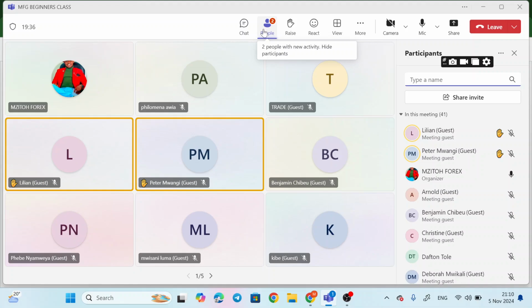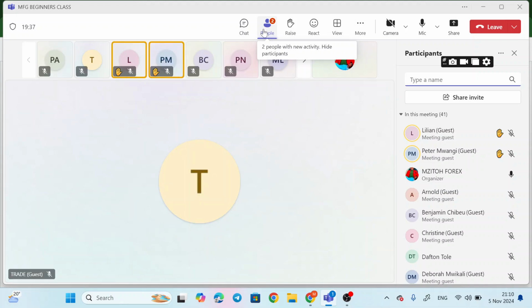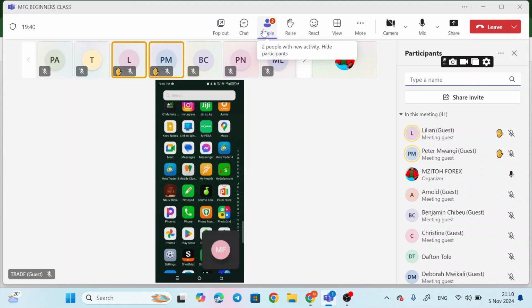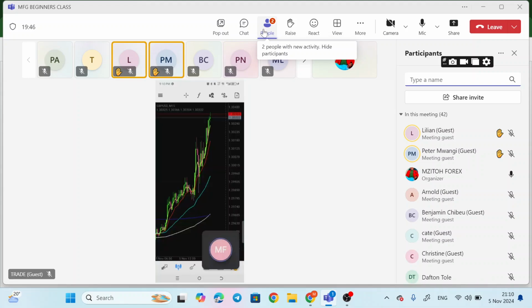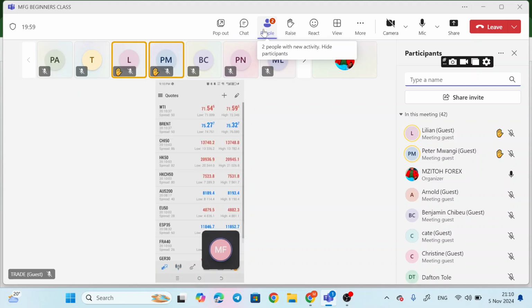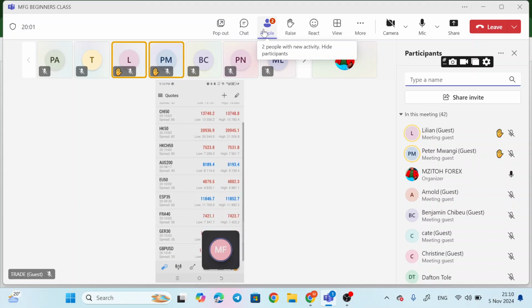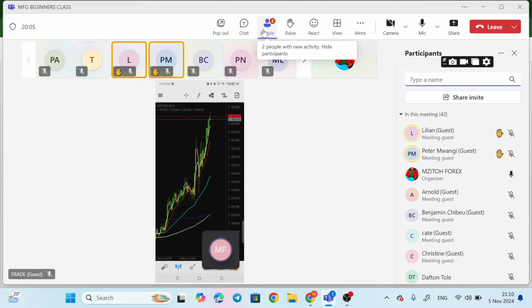Yeah, now let's go to the application called MT4. MT4 is here. So you just open an application called MT4 on your phone. Down here on your MT4 we have several icons. The first icon will show you the list of currencies to trade. The second icon will show you the live market.